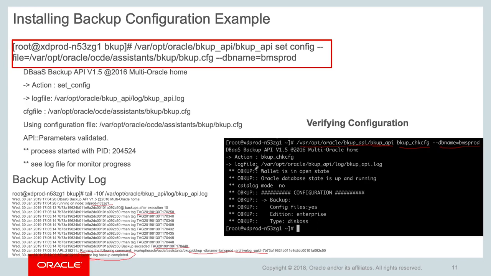The output of that is it has checked, it is again creating a backup API.log and O backup, which is showing that the wallet is in open state. So it uses a security wallet. All of the backups, either on OCI object storage or local backups, are all encrypted. Whether you configure backup on both or just on cloud or on local, it is going to be encrypted all the time. So it checks that the Oracle database state is up and running, and only then it would be able to provide you these configuration details.